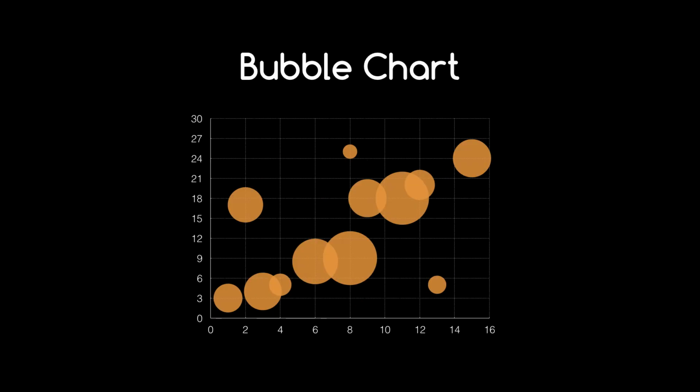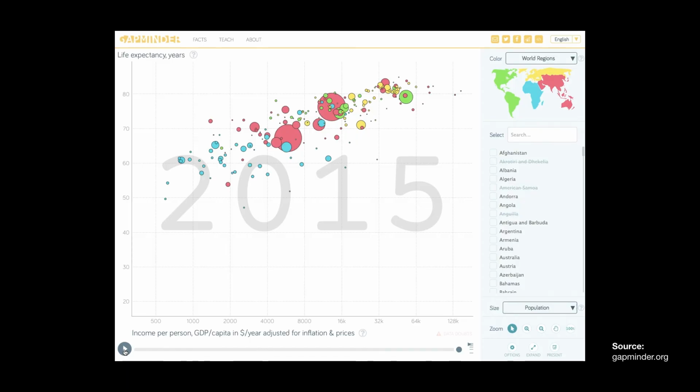Bubble charts work in the same way as a scatter plot, but they display an additional third variable through the area size of the circles. And I'm going to show you the late Hans Rosling's Gapminder tool, which demonstrates the wealth and health of nations over time.